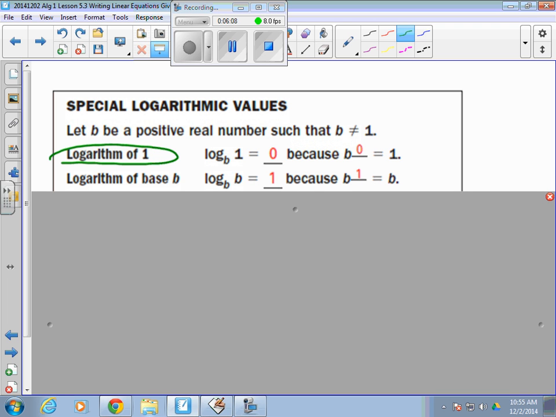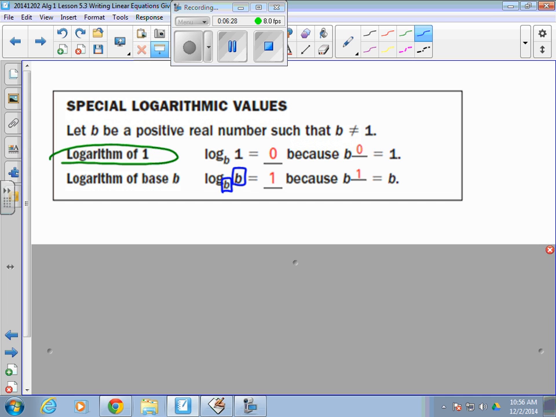When something has a log base b, notice for this one, and we had one like this a minute ago, the base is the same as what you're trying to make. The same as what you're trying to become. It's going to be 1. So if it's the log of 1, it's going to be 0. If the base is the same as what you're trying to get, it's going to be 1.